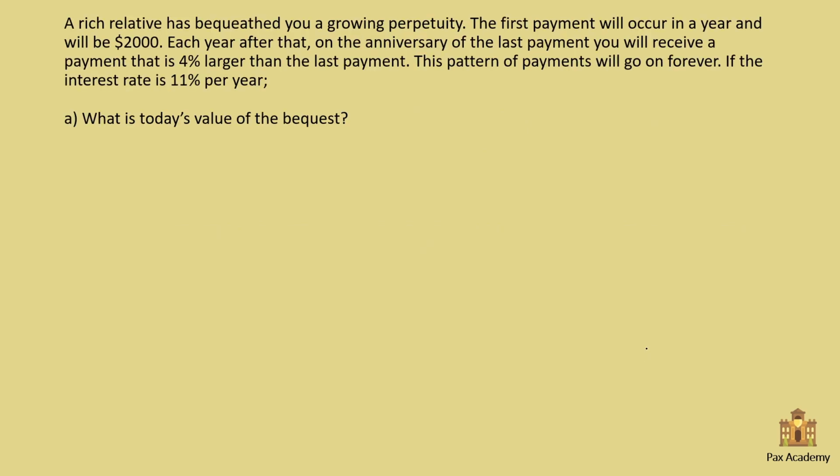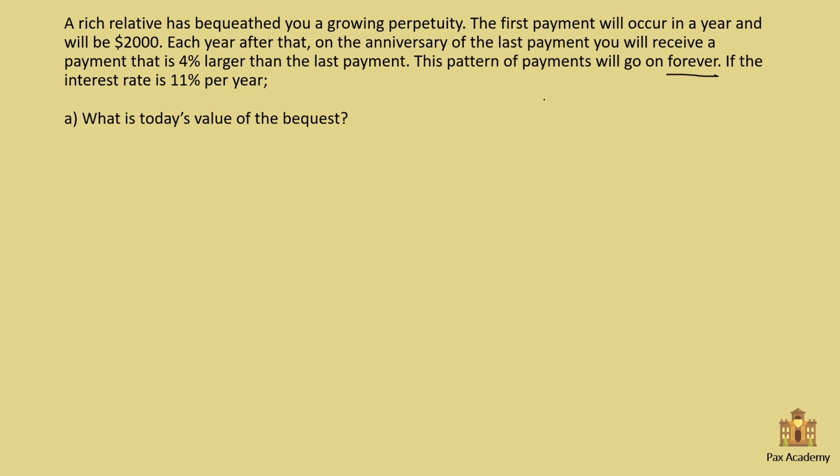Now let's apply it to this exercise. This exercise reads, a rich relative has bequeathed you a growing perpetuity. The first payment will occur in a year and will be $2,000. Each year after that, on the anniversary of the last payment, you will receive a payment that is 4% larger than the last payment. This pattern of payments will go on forever. If the interest rate is 11% per year, what is today's value of the bequest?